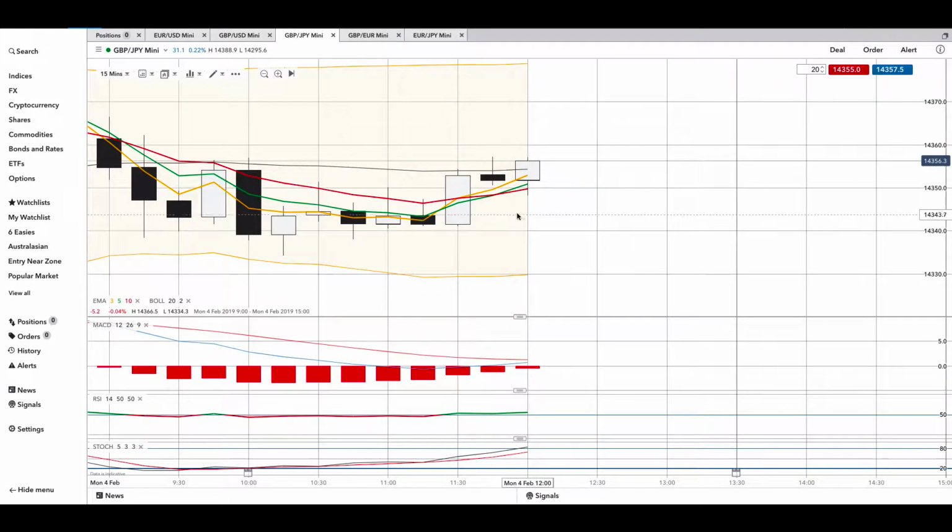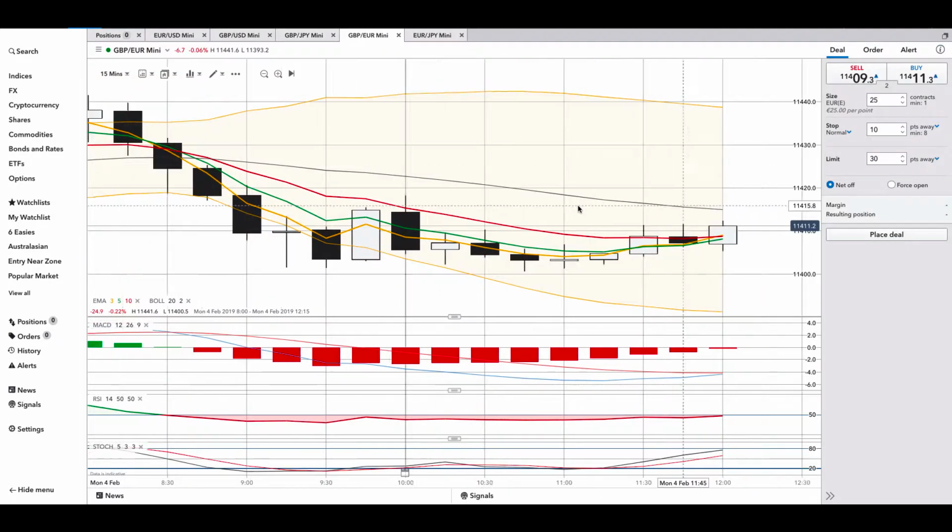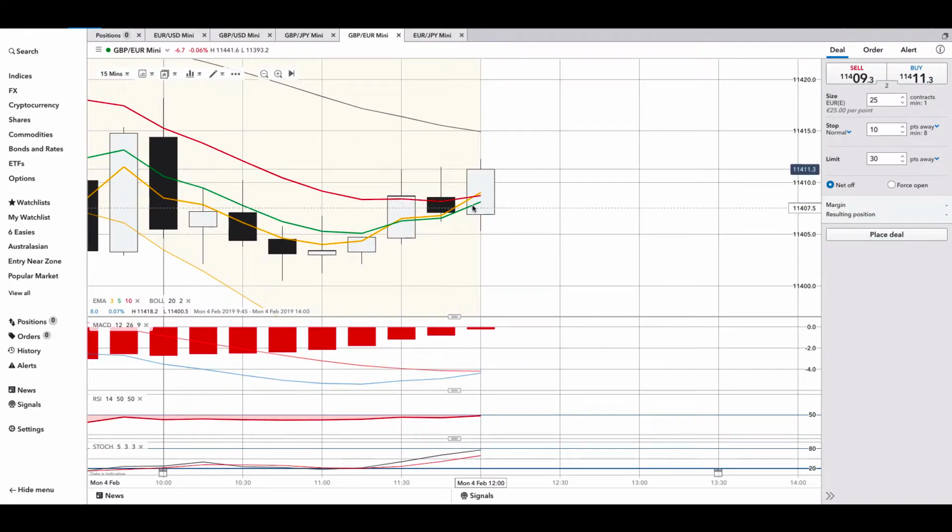The GBP/JPY also has the same pattern here. You can see the indicator is above 50% RSI and the stochastic lines are both heading upwards. This is a very strong buy signal, but I do not want to enter the trade because this is lunch hour. I don't feel comfortable entering this trade at this hour because it can be unstable.